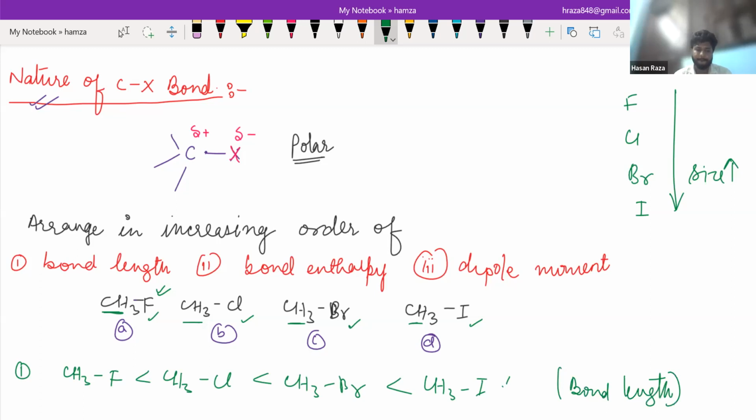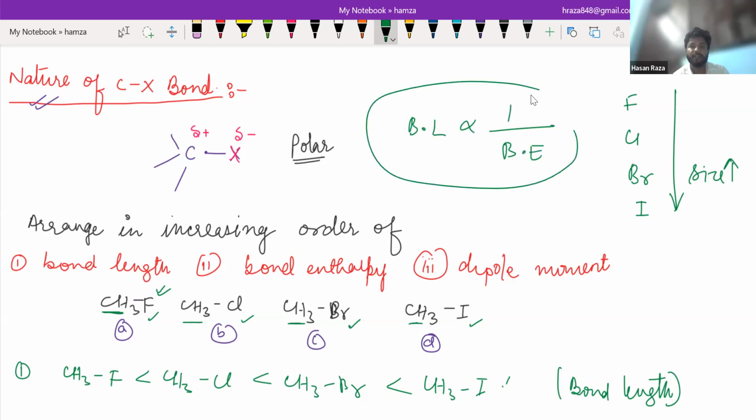Please write it. And do you know what bond enthalpy is? Bond enthalpy is basically the energy required to break this bond. You can think of it like bond dissociation energy. So how strong is it? There is a relation: bond length is inversely proportional to bond enthalpy or bond energy. So the bond which is smaller will have a higher value of bond enthalpy. Nafisa, Hamza, Sneha. Yes, sir. Okay. So please do the second one.